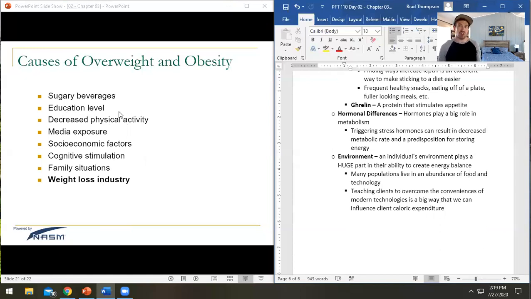Simply not knowing about healthy foods is absolutely a predictor of weight gain. We know that if your education level is lower, it is more common that we will see overweight individuals because they just simply didn't learn about healthy nutrition at an early age, or they weren't around it, they weren't exposed to it.